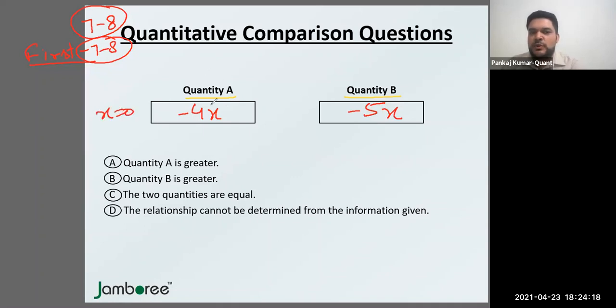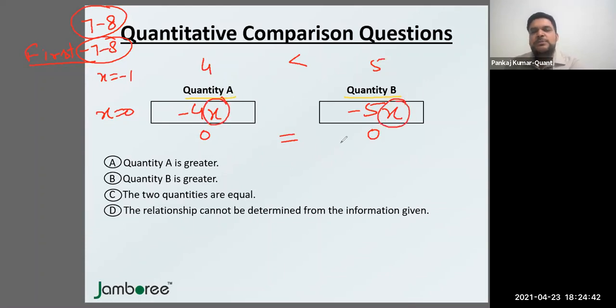For example, let's say X is 0. Then quantity A is going to be 0, and quantity B is also going to be 0. But if X is negative, let's say X is -1, then quantity A is going to be 4 and quantity B is going to be 5. In some situations the two quantities are equal, in some situations quantity B is greater, which means the whole thing depends upon the value of X.